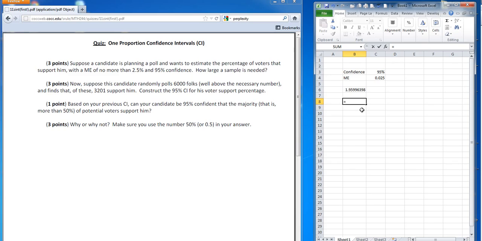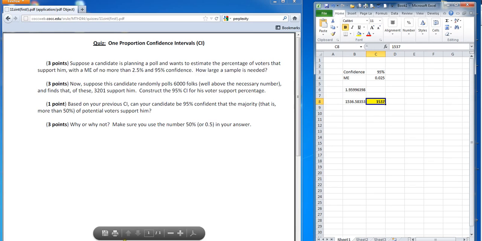Anyway, to get our sample size, we just take that guy squared and we multiply it by 0.25. We did this all in class. And then we divide the result by this guy squared. And there's our result, 1536.58. But you want to round that bad boy up to 1537. 1537 is your minimum sample size to maintain your confidence and your margin of error of no more than 2.5%. So there's your solution to number 1.